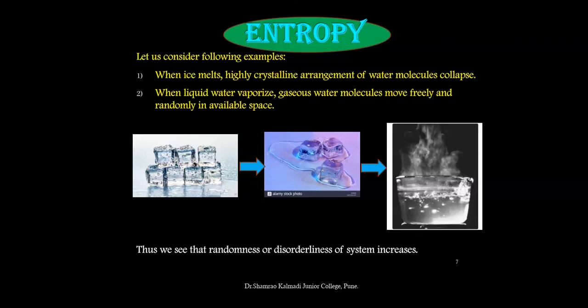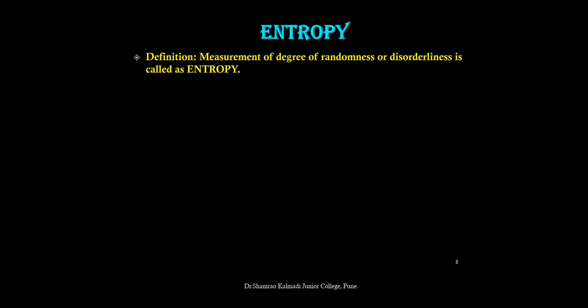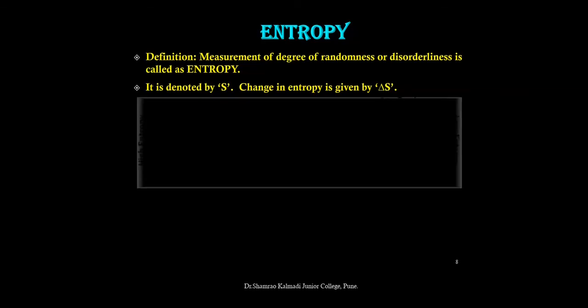We see that the randomness or disorderliness of the system is increased. Ice cubes had a specific shape and volume. Turning into water destroyed its shape, and turning into vapor set it free in the environment. Thus, the measurement of this disorder or randomness is called entropy. The definition of entropy is the measurement of degree of randomness or disorderliness. It is denoted by capital letter S, while the change in entropy is given by delta S.